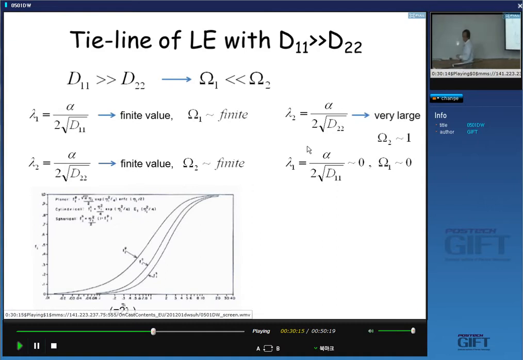It will be particularly interesting when we consider the case where the diffusivity of one solute atom is very, very large compared to the other. It is exactly the same case as iron, carbon, and one substitutional solute atom, because the diffusivity of carbon is 10 to the 4 to 10 to the 6 times faster than the diffusivity of manganese or silicon or other substitutional elements. By considering this case, we can get some understanding of the growth of ferrite from the austenite.